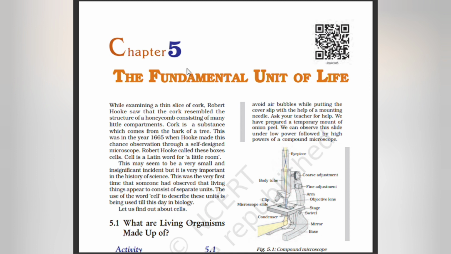Today in class we are going to learn the fifth chapter, the fundamental unit of life. While examining a thin slice of cork, Robert Hooke saw that the cork resembled the structure of a honeycomb consisting of many little compartments. Cork is a substance which comes from the bark of a tree. This was in the year 1665 when Hooke made this chance observation through a self-designed microscope. Robert Hooke called these boxes cells. Cell is a Latin word for a little room.